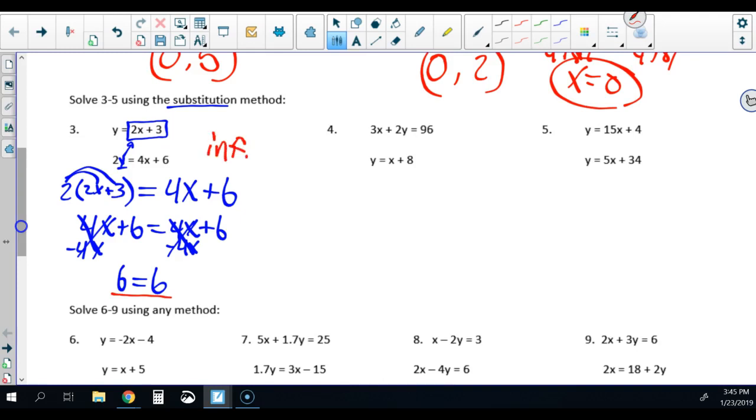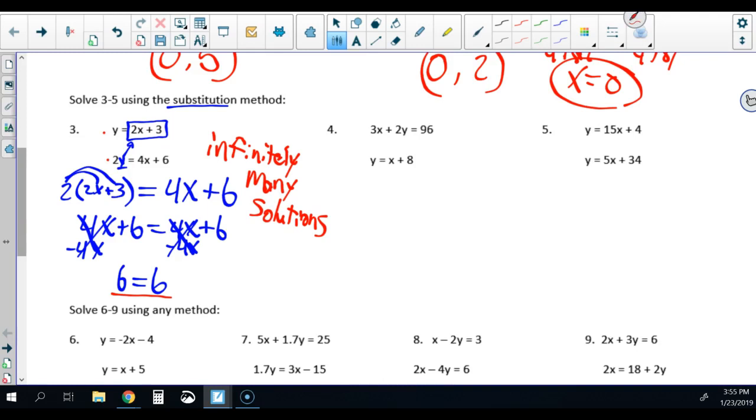Infinitely many solutions. What that means is these are the exact same 2 lines. If we were to graph these together, it's the same thing on top of each other. So any dot along that line, any coordinate along that line, is a solution to both x and y.